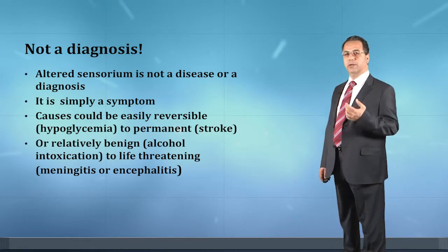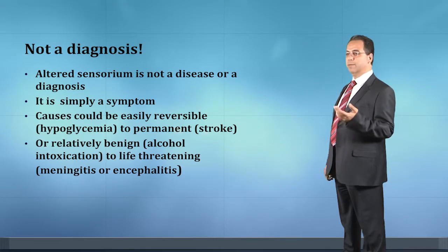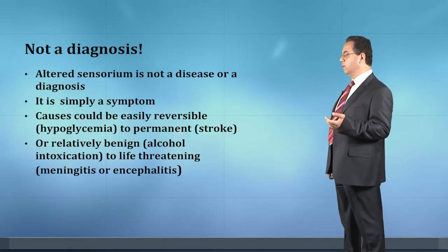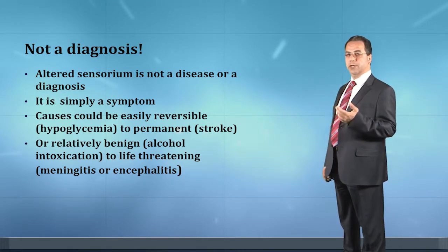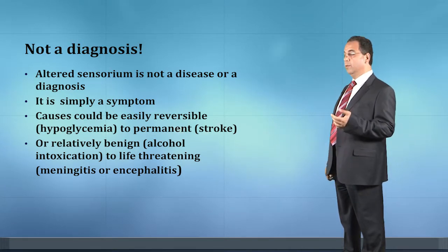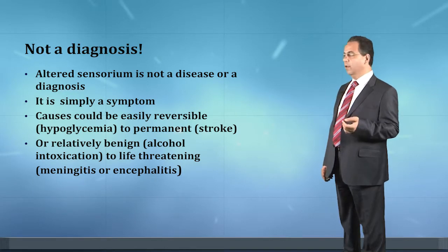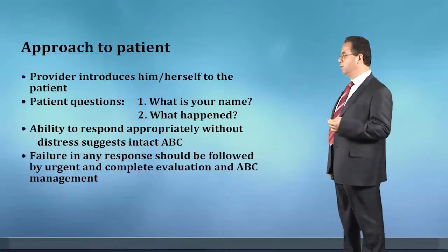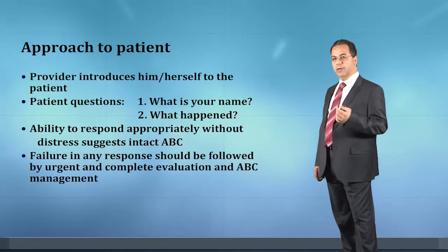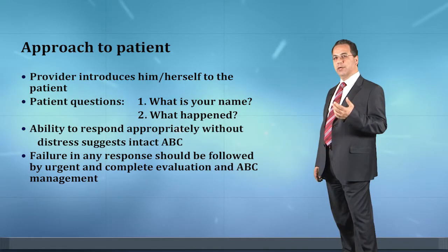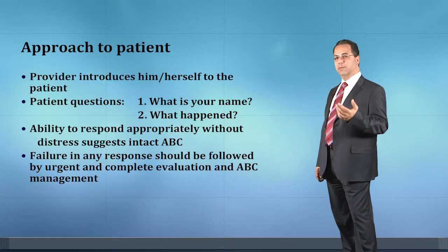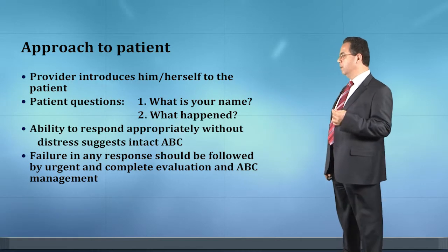extensive, and it could be as simple as reversible hypoglycemia. You give him dextrose intravenously and the patient would wake up. Or it could be permanent and more damaging, such as a stroke. It could be benign, like alcohol intoxication, or life-threatening, like encephalitis or meningitis. So basically, we need to establish a structured approach for such patients.